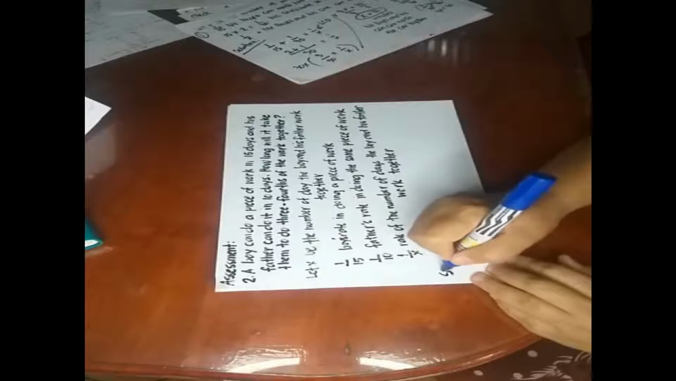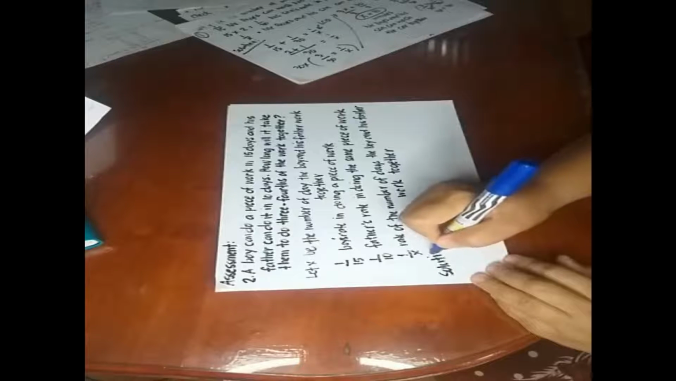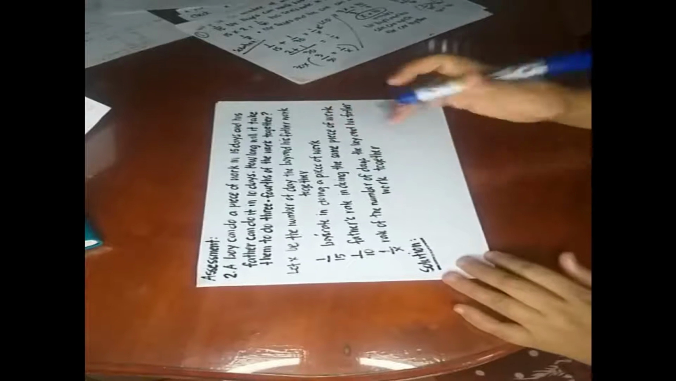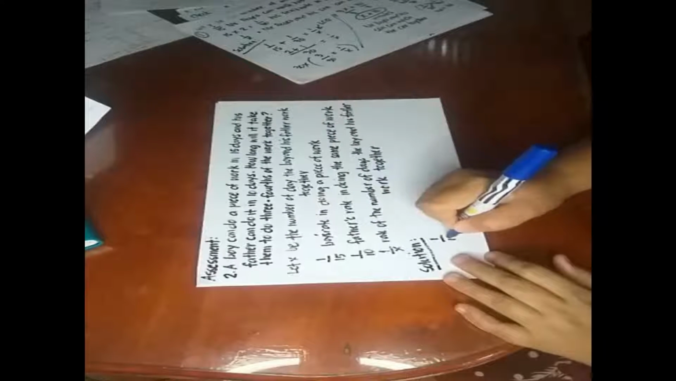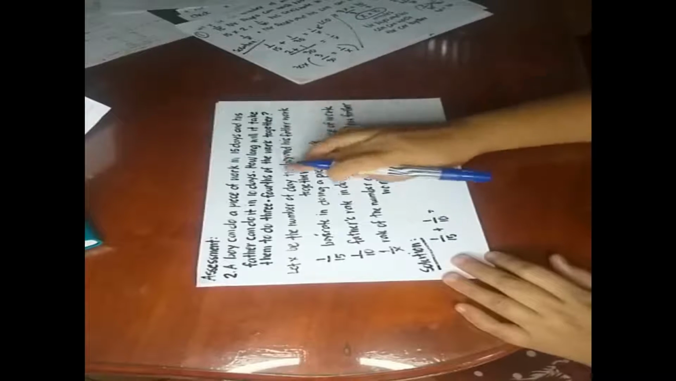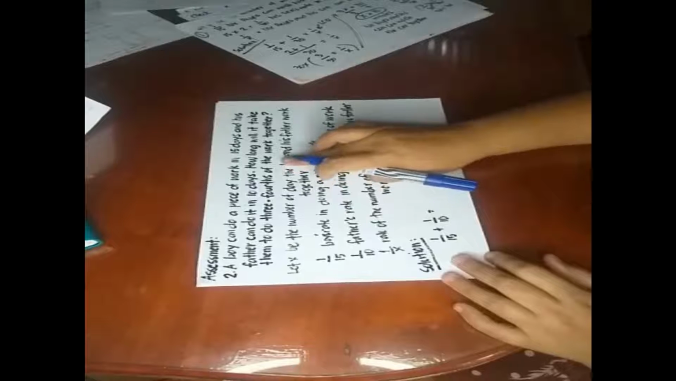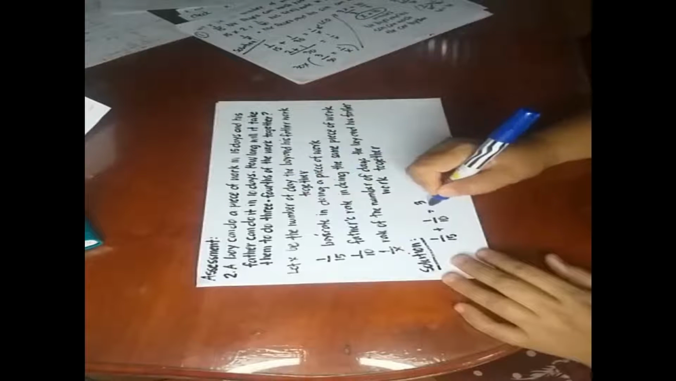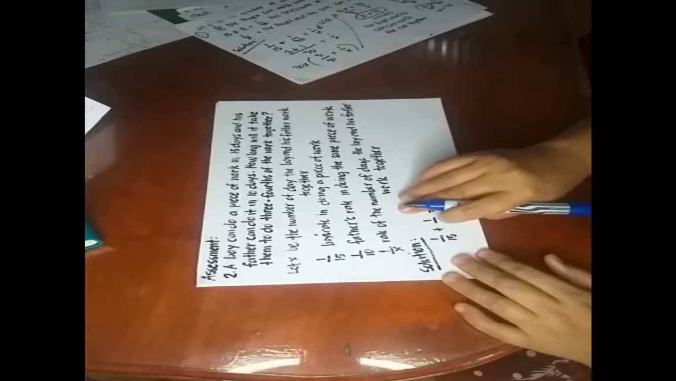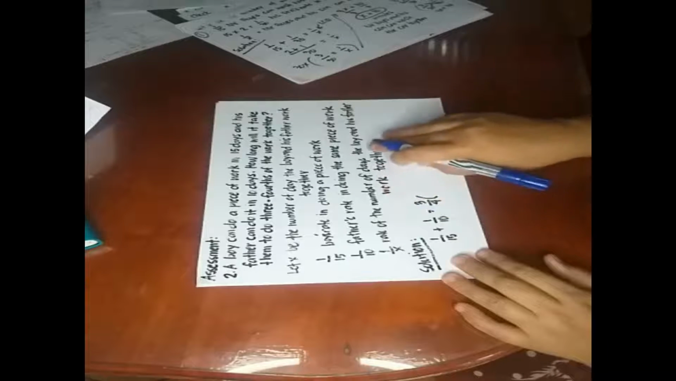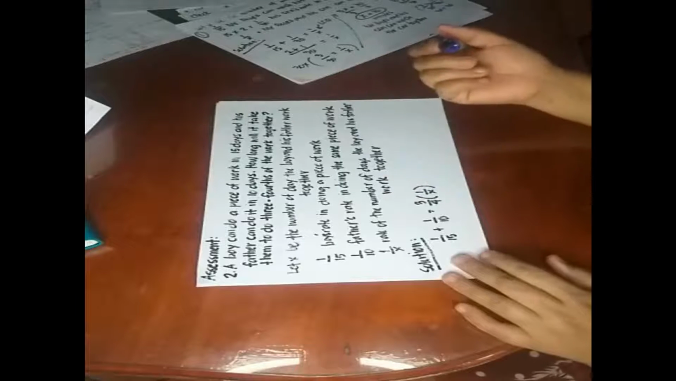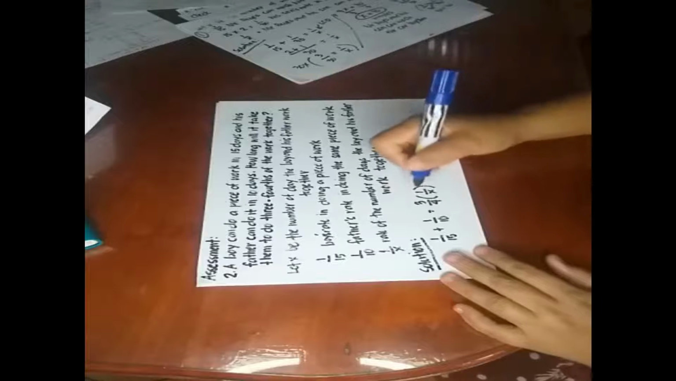For your solution, so 1 over 15 plus 1 over 10. So since it is 3/4 of the work, so the work rate of the number of days the boy and his father work together is 1 over x. So look for the LCD.